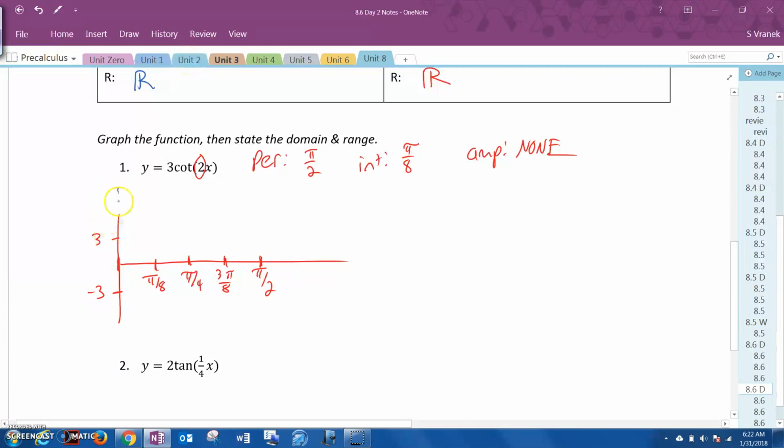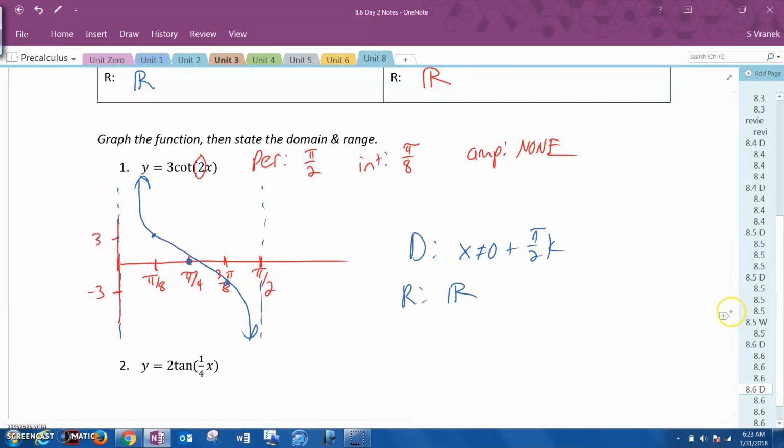Cotangent means that the first and the last are vertical asymptotes, and the middle is a 0, which means this is the 3, this is the negative 3, so I just graph my graph. So all that happened there was we changed the x range, or the intervals of the x, because the period changed. And I guess we changed the numbers on this side. But that's it. That's cotangent. Oh, I forgot to say the domain. X cannot be 0 again, but this time it repeats every pi over 2, because that's the period. So since it repeats every pi over 2, we're just going to add pi over 2k. And the range is all reals.